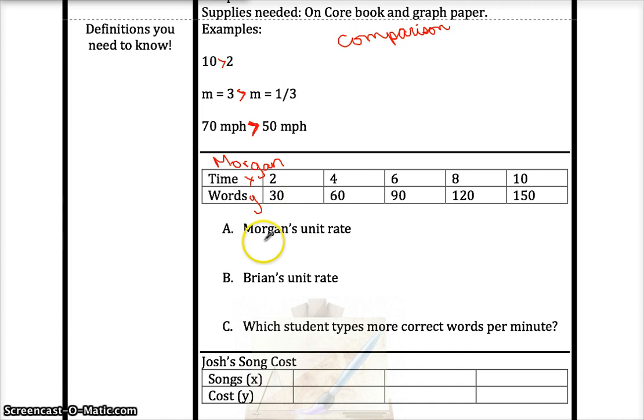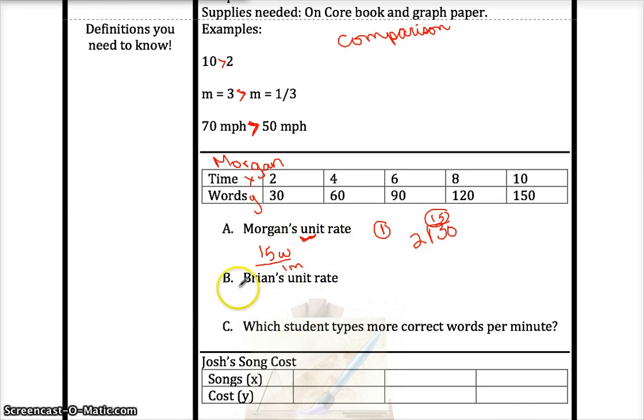The first part that it asks you to do is section A, find Morgan's unit rate. Her unit rate, see this root word, it's UN or uni, it means 1. So we have to find how much she types in 1 minute. Here's 30 words in 2 minutes. How much does she do in 1 minute? Well, you can just do 30 divided by 2, and you can probably tell just by looking at it, it will be 15. So she does 15 words for 1 minute. You can write it like that, or you can just write out 15 words per minute, your choice.